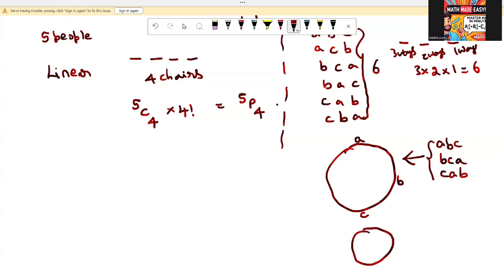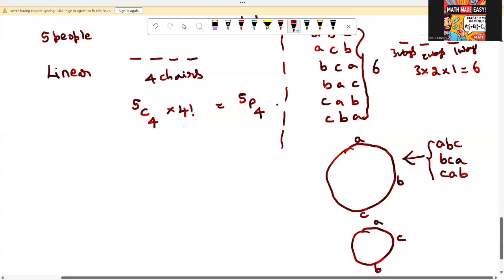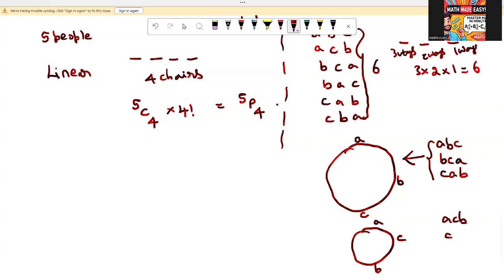If I take the other arrangement, say ACB, now see what happens. Clockwise ACB, then CBA, and BAC. So these three other arrangements come in this single diagram. So in linear, whichever was 6 arrangements, in circular it is only 2 arrangements.